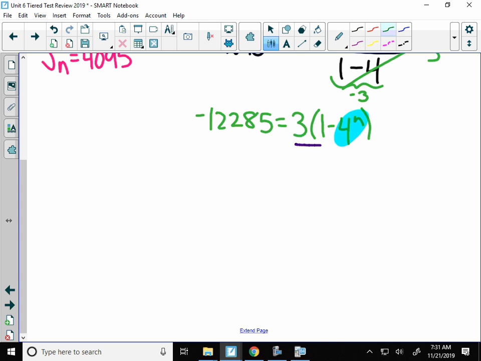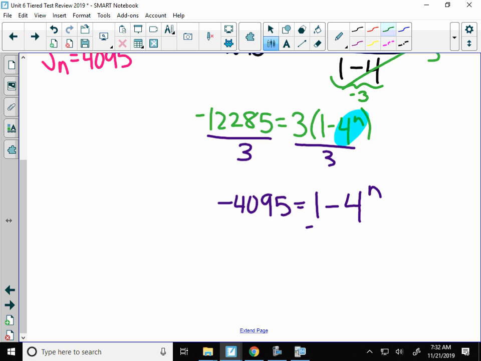In order to do that, I have to move the 3 and the 1. So I'm going to start by dividing by 3. Now you can trust me here, since we just multiplied by 3, that I would get negative 4095 equals 1 minus 4 to the n. Again, I still have not isolated the exponential. I still need to subtract 1 from both sides.